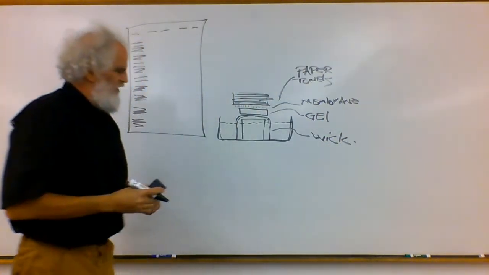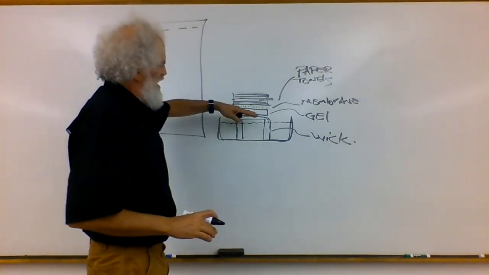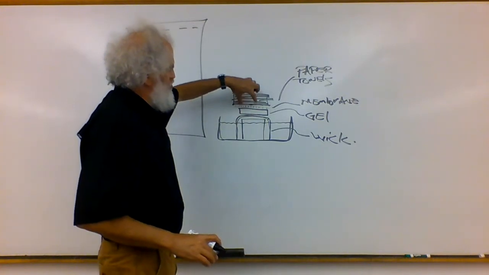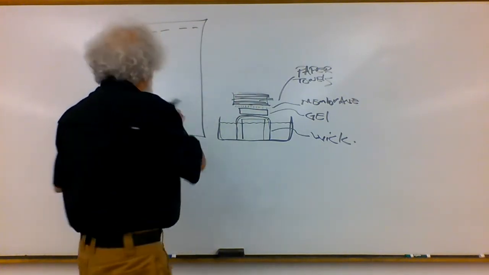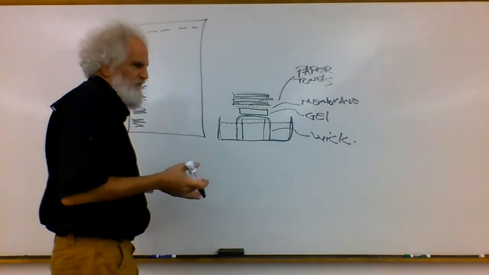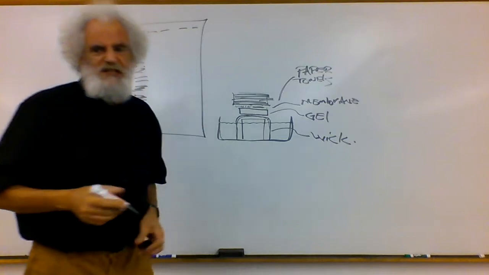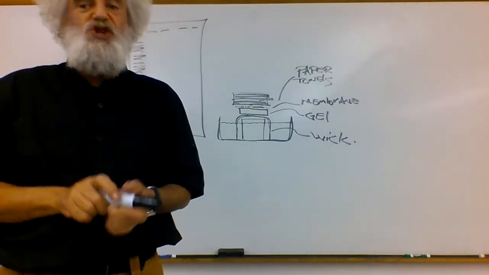And so what's happening is this wick is pulling this saline solution up. The saline solution is being drawn through the gel by the paper towel. The DNA will be pulled along by capillary action or by diffusion and bind to the membrane. And you set this up and let it go overnight. This is your gel blot.